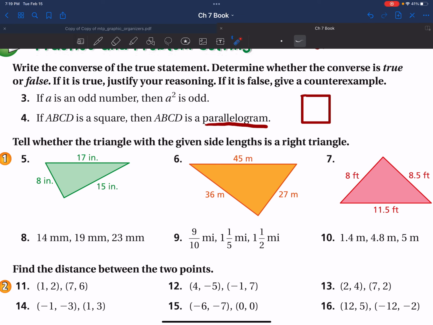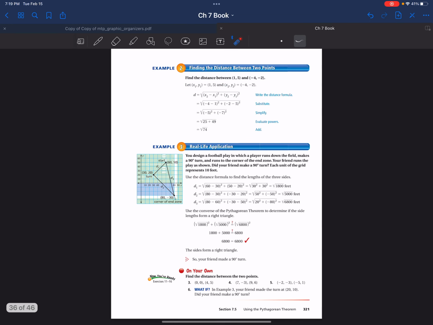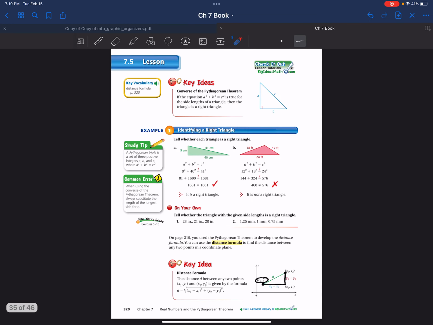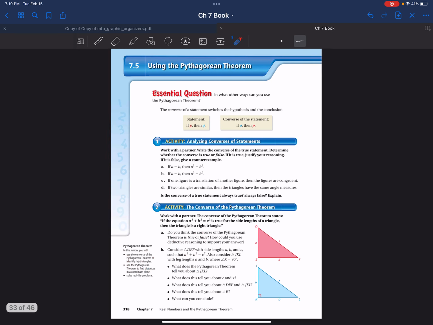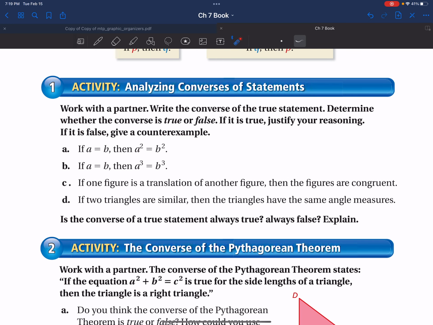I don't understand, like, write the converse of the true statement. Determine whether the converse is true or false. If it's true, justify your reasoning. If it's false, give a counterexample. Converse. Did we, like, learn something about converses in here? It doesn't look like it. I don't understand why they would throw that in there randomly during this chapter, but... Oh, here we go. Something we didn't read.